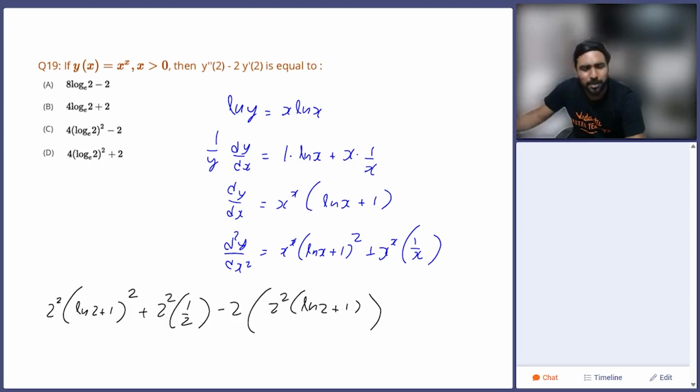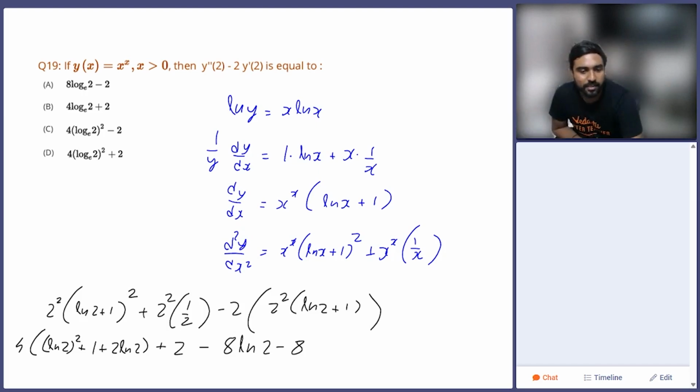That's it. Just simply open this out. What is this? This is 4 into ln 2 square plus 1 plus 2 into ln 2. Yes, plus 2. Then what do you have? You have minus 8 into ln 2, and you have a minus 8 over here. This is what you have overall.